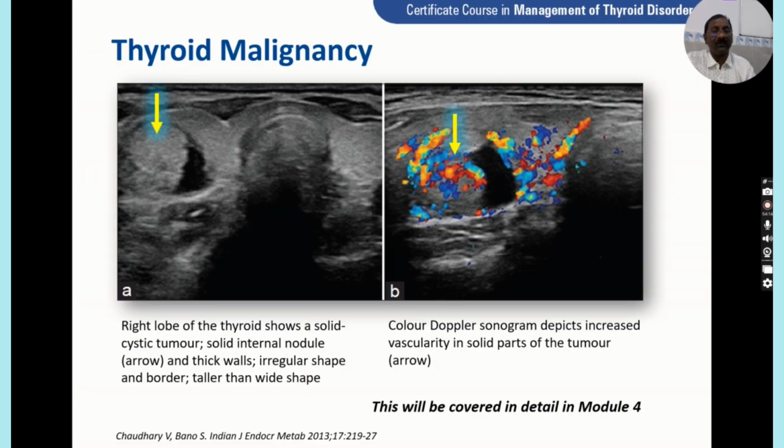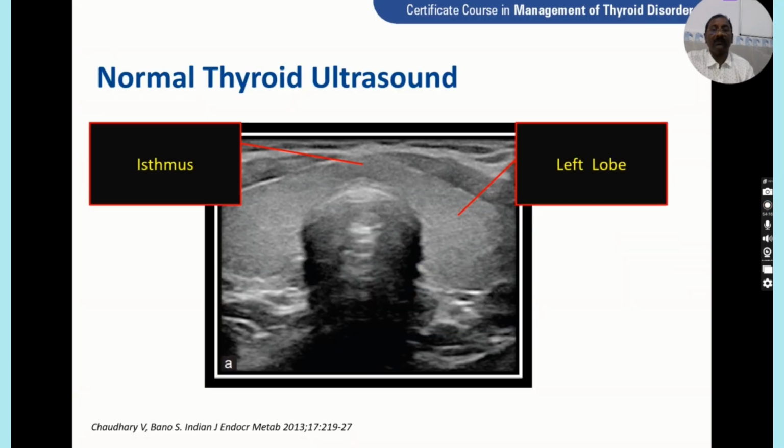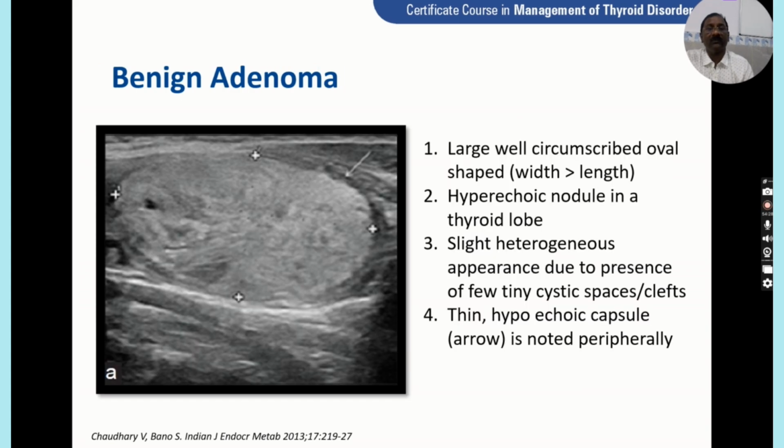So this is the case. See the normal thyroid ultrasound. The center one is the isthmus, with the left lobe and the right lobe. See the adenoma here: a large, well circumscribed, oval-shaped hyperechoic nodule in the thyroid lobe. Slight heterogeneous appearance due to a few tiny cystic spaces and clefts. A thin hypoechoic capsule is noted peripherally.